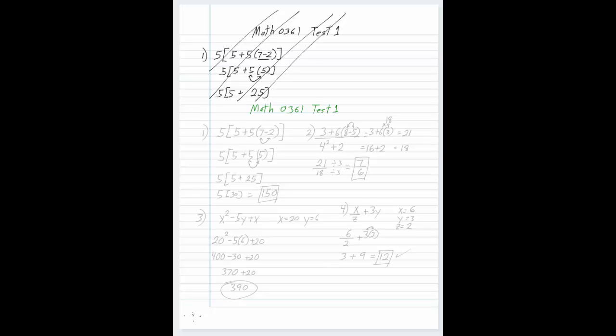Anyway, question number 1. We have 5, then brackets, 5 plus 5, parentheses, 7 minus 2. According to order of operations, what we will do is the parentheses first. That is, let's do 7 minus 2. Well, that's easy. That's 5. Let me bring everything else down.